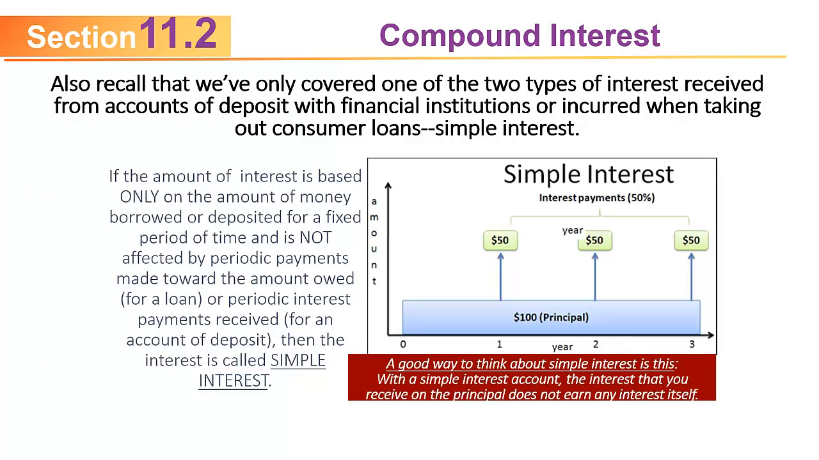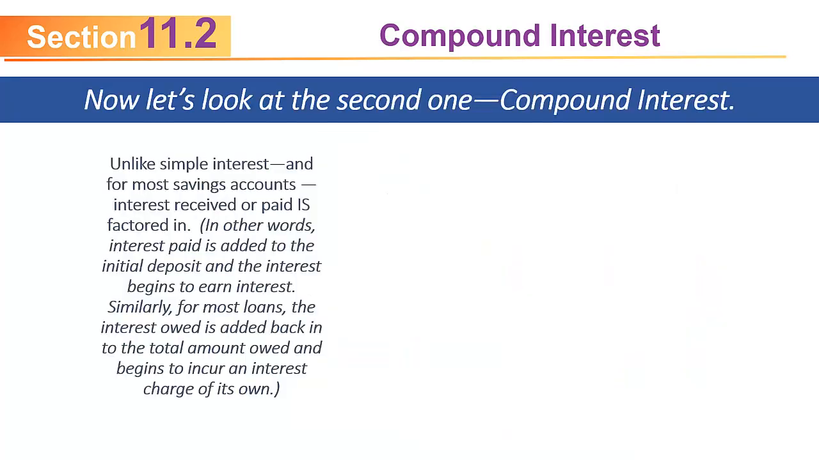Remember, we talked about simple interest last time, and just as a way of summarizing it, simple interest doesn't pay interest on the interest earned. Compound interest, unlike simple interest, the interest is factored in. In other words, interest paid is added to the initial deposit and the interest begins to earn interest. Or similarly, if you're talking about a loan, the interest owed is added back into the total amount owed and begins to incur an interest charge of its own. So that contrasts with simple interest, where the interest itself never collects interest. So compound interest, the interest itself either receives interest if you're saving money.